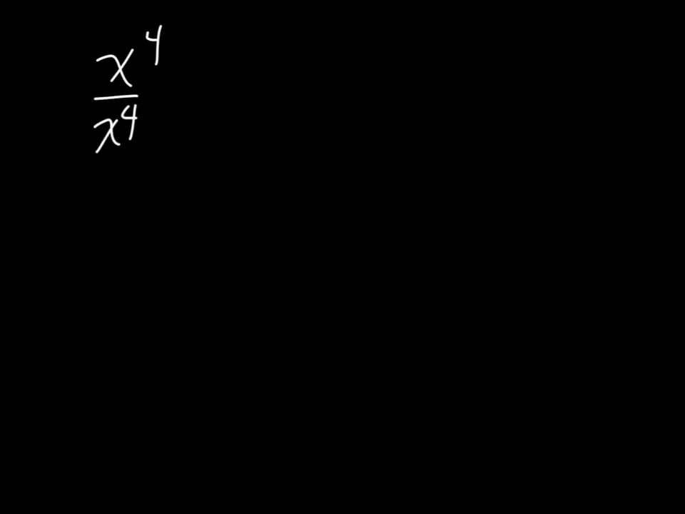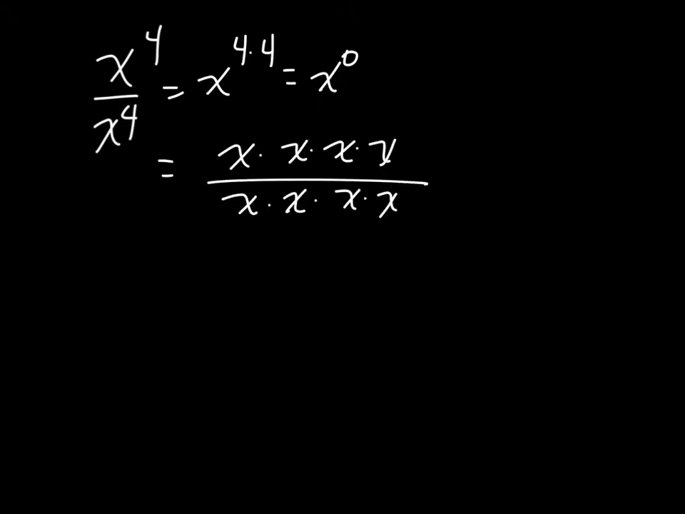Power divided by power, we subtract exponents, so 4 minus 4 is x to the 0. I said before, anything divided by itself is 1. So 1 times 1 divided by 1 times 1 times 1 is 1. So we've just shown that x to the 0 is 1.